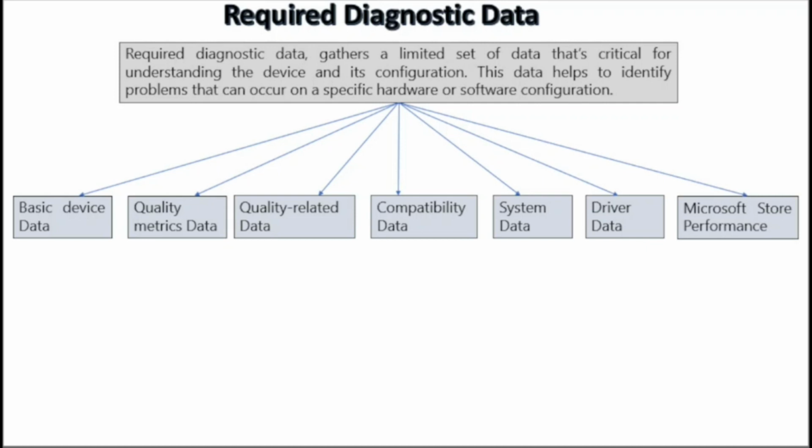Now we know that diagnostic data is required for Windows Update Ring. Let's first see what is diagnostic data and what information diagnostic data is gathering. Required diagnostic data gathers a set of data that is critical for understanding the device and its configuration. This data helps to identify problems that can occur on a specific hardware or software configuration.